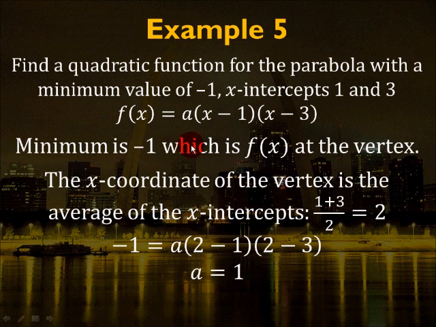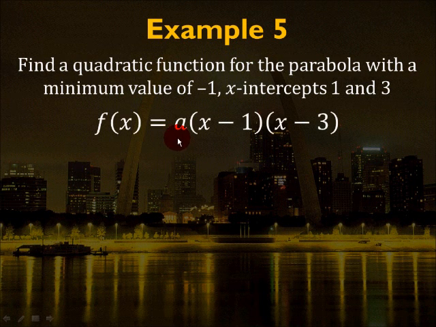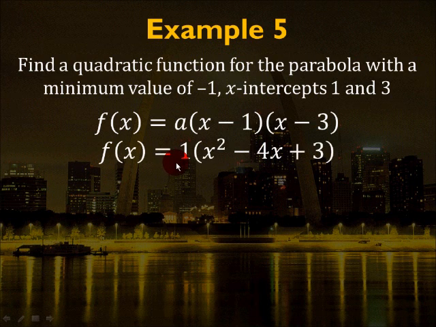Alright, so what do you do with that a value of 1? You go back to this equation, and you are going to now solve for f of x. So you get f of x equals a times x minus 1, x minus 3. We know a is 1, so plug that in, and you don't have to do anything with it because it's a 1. So your f of x is x squared minus 4x plus 3.